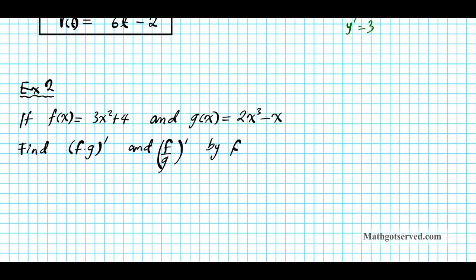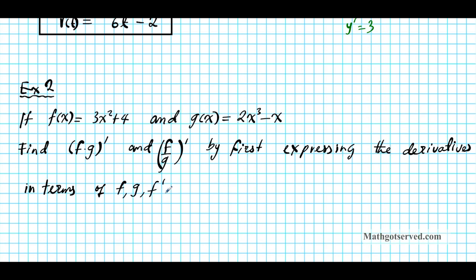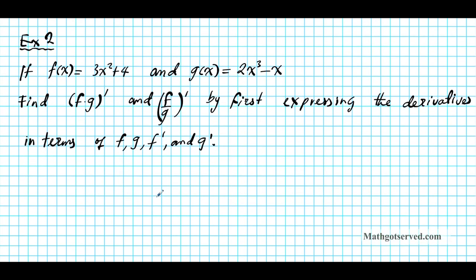by first expressing the derivative or derivatives in terms of f, g, f prime, and g prime. Okay, so what we're going to do is first of all explicitly apply the formula to this situation using the names of the functions and then proceed to finding the derivatives. Okay, so let's take a look at the first part. For the first part, we're going to find f times g prime.